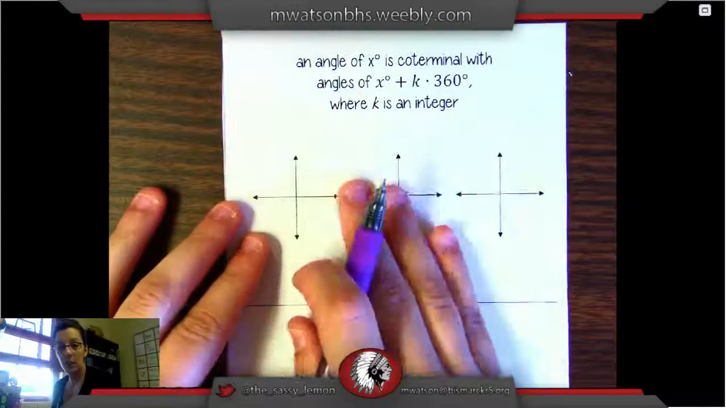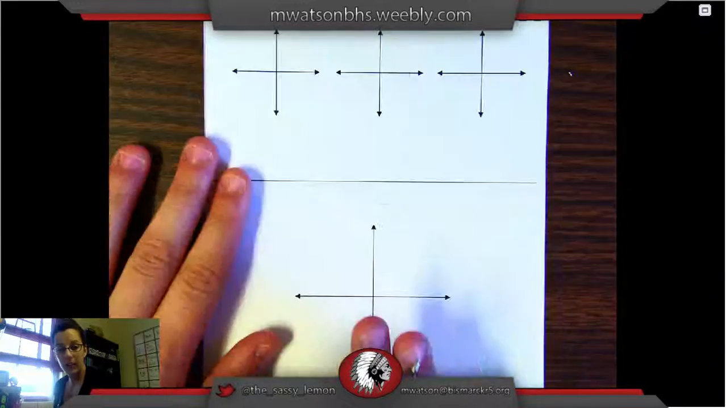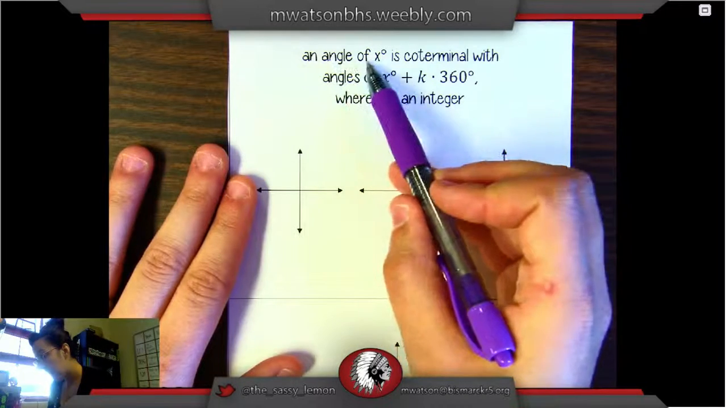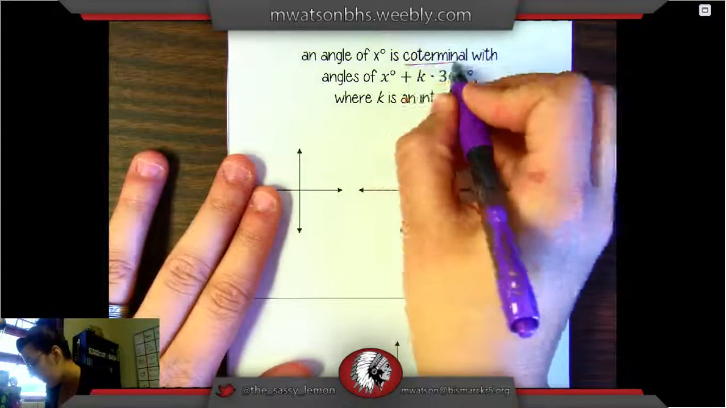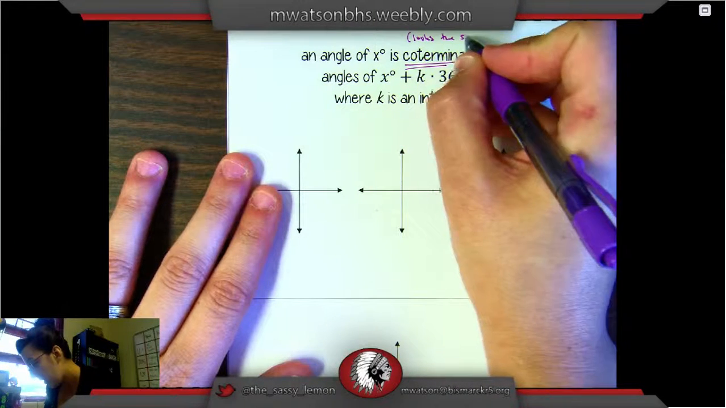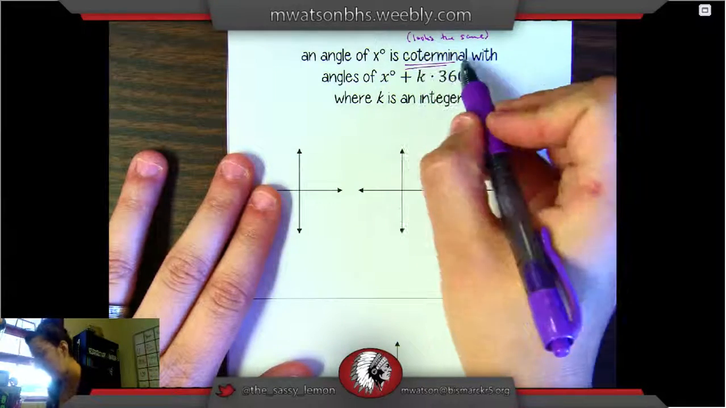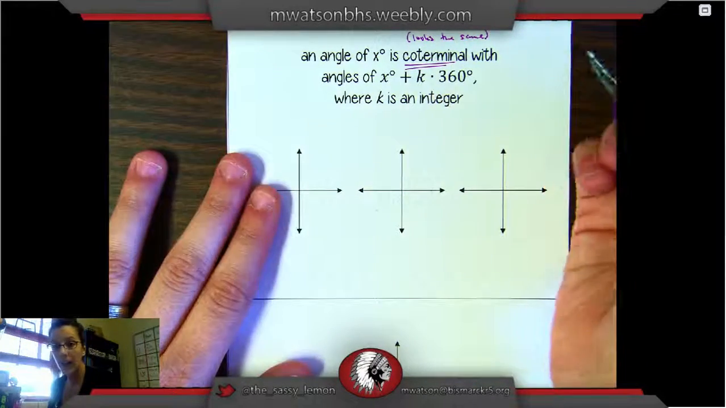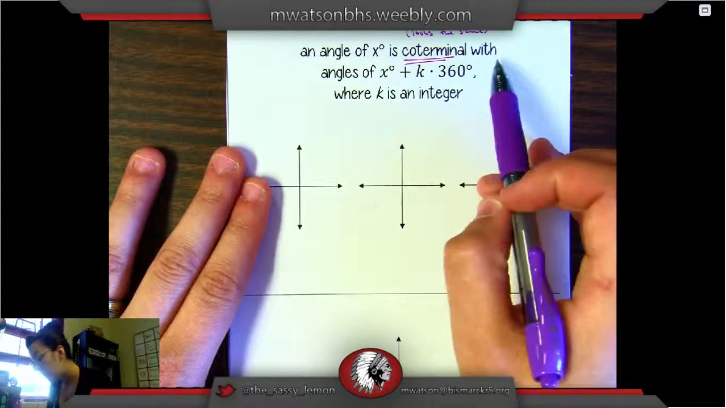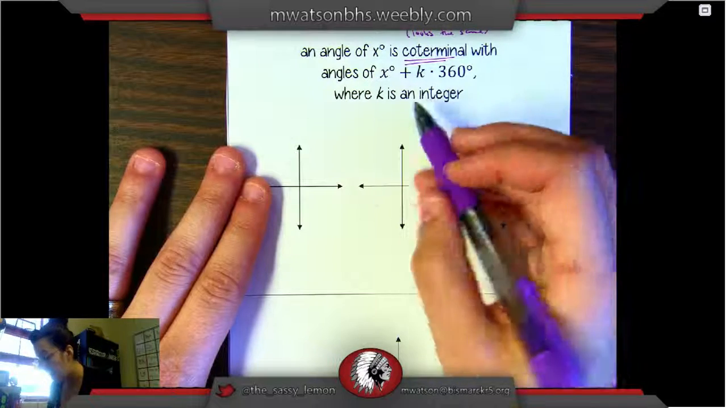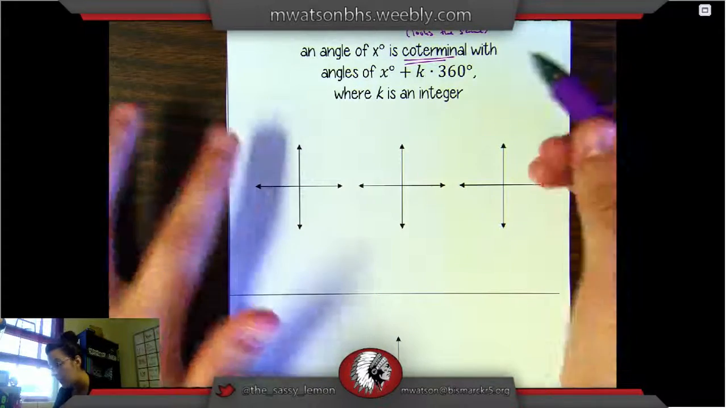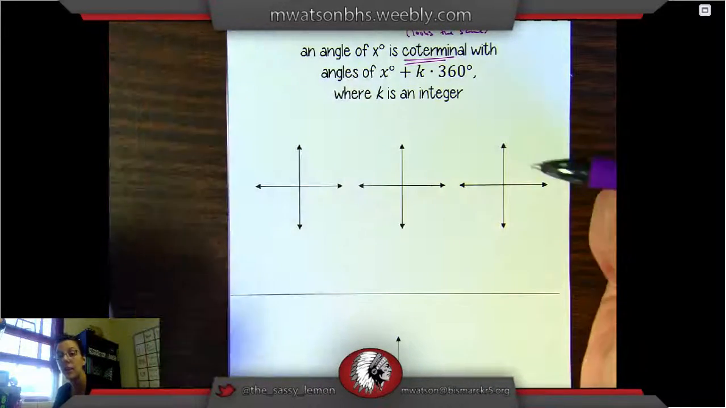So if you flip over, we're going to do this top part in degrees, and then I'm going to start teaching you to think in radians. At the top, an angle of x degrees is coterminal, remember, basically means looks the same, or coterminal. It has the same terminal side. Literally, that's what it means. So an angle of x degrees is coterminal with angles of x degrees plus k times 360 degrees, where k is an integer. Now, this part's the mathematical part. It's kind of like a definition.